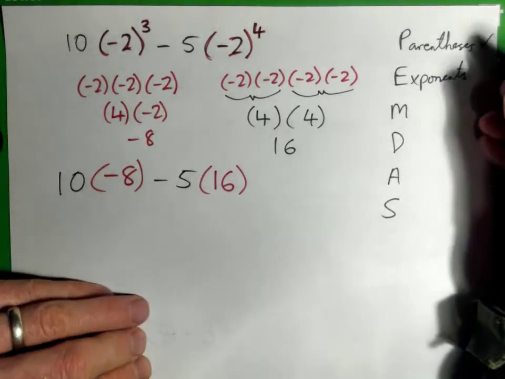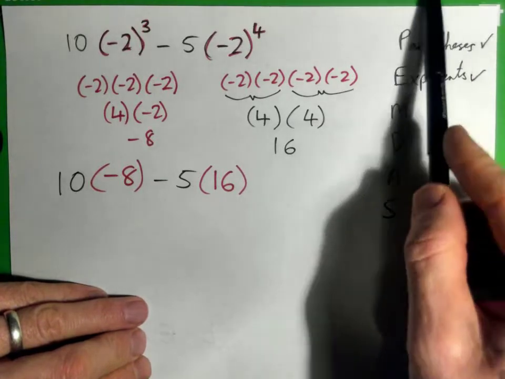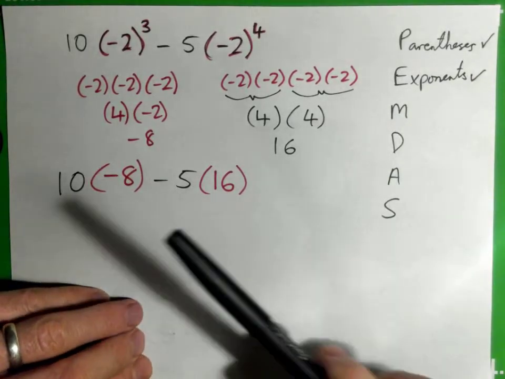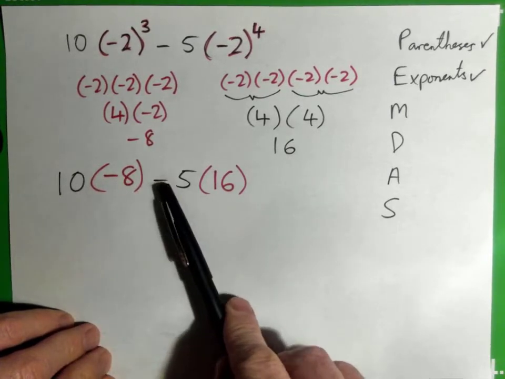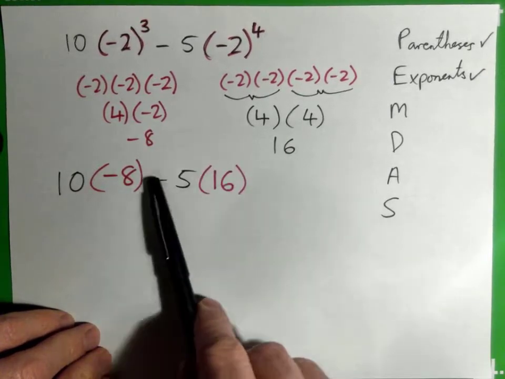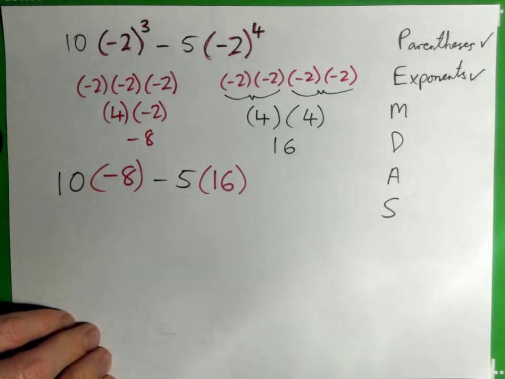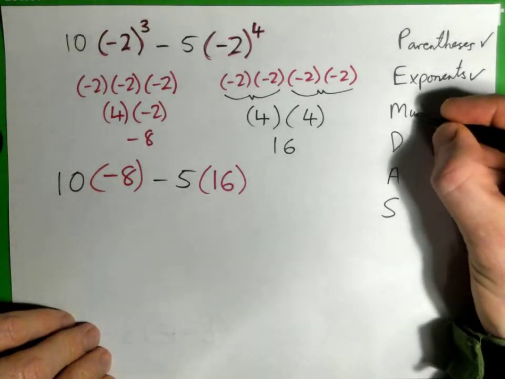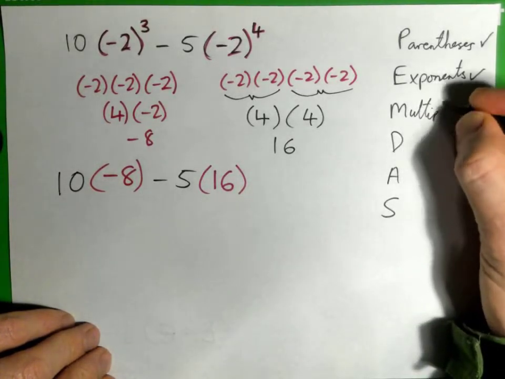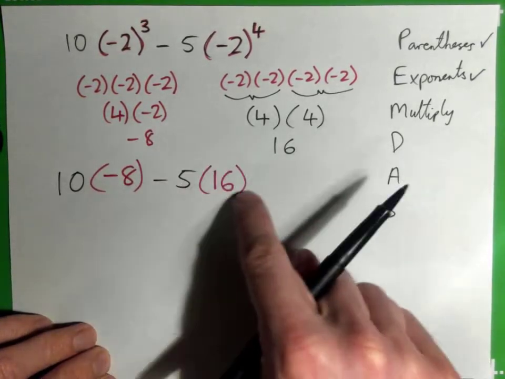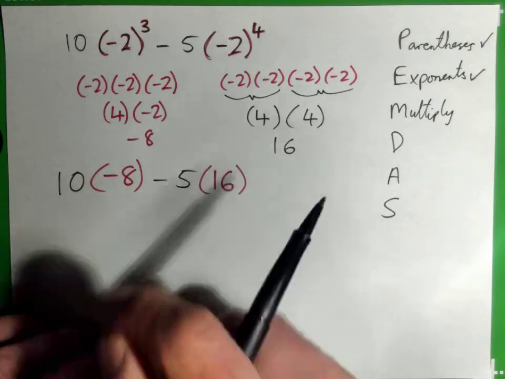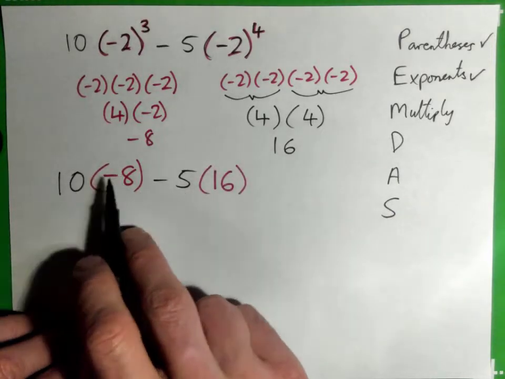So we've done exponents. We took care of exponents when we did our order of operations. But now we have a multiplication, a subtraction, then a multiplication. Should we subtract at this point or multiply? Yeah, we've got to multiply. So we've got to do this multiplication, then deal with the subtraction, right? So what's 10 times -8?